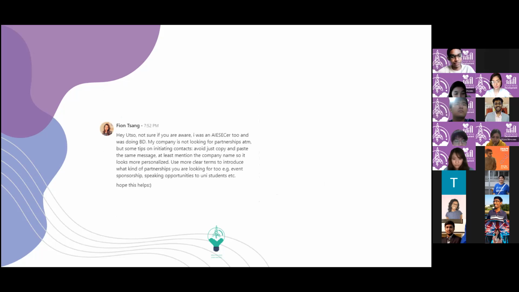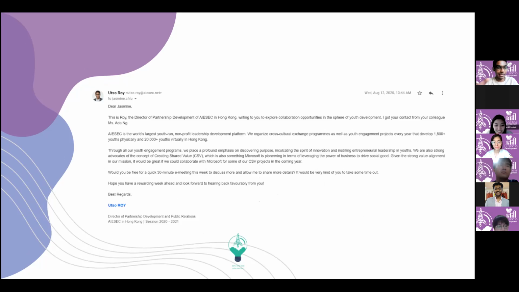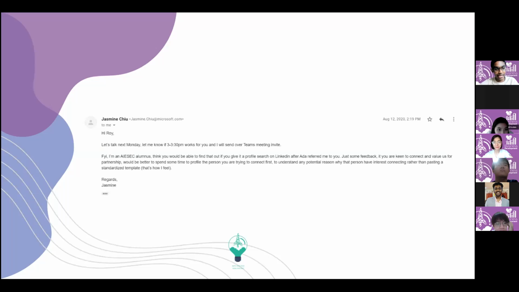And of course, back then it was super detrimental for my confidence that I was getting feedback from alumni saying I shouldn't just copy paste the same message, but I should make it more personalized. These are things that I didn't know in the beginning, but I learned on the go. And then, for example, an email where I didn't really customize, but just copied a template. And I didn't even check the person's LinkedIn profile before. And the person said, hey, if you want to form a partnership, please spend some time on the profile you're trying to connect to.